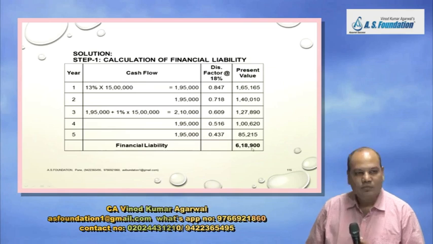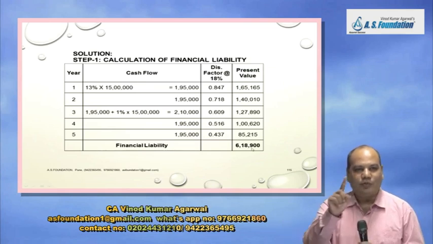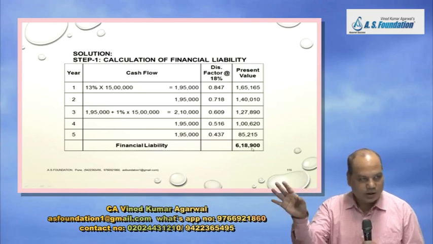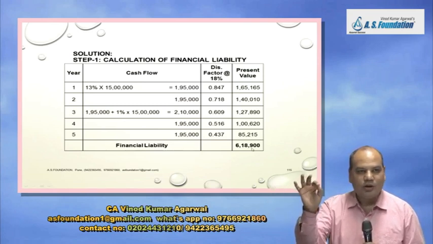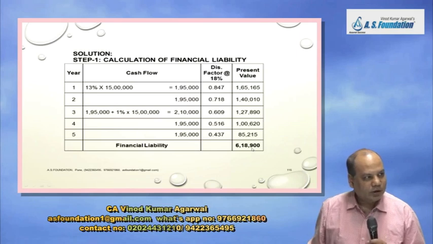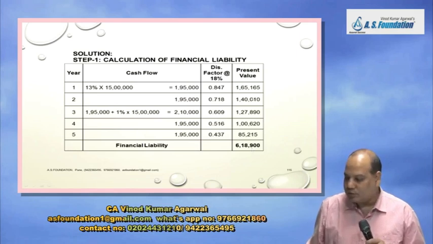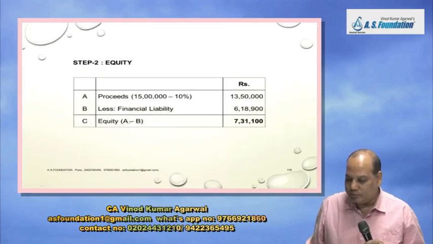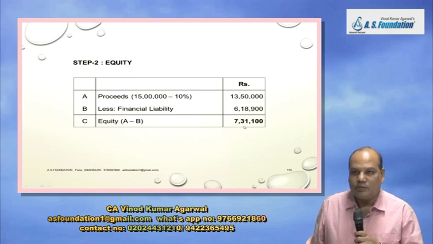6,18,900. Or you can just write in two lines: years 1-5, 1,95,000, and only year 3, 15,000. Done, that is also okay. So it is approximately this number, 6,18,900 something. Okay. So what will be the equity component? Balancing figure: your proceeds will be 13,50,000 and the equity part is 731,100. Okay.